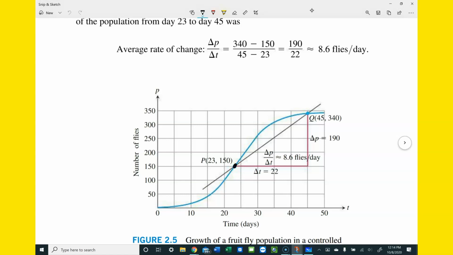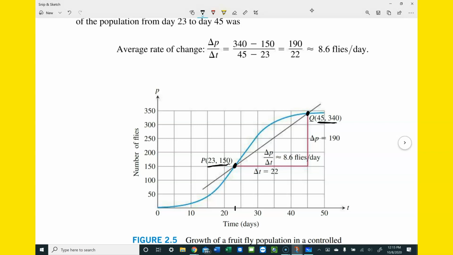So here is the point where, on basically day 23, is about that point right there. They estimate that to be the point (23, 150). Here is the point for day 45, and they estimate that to be pretty much the point (45, 340).